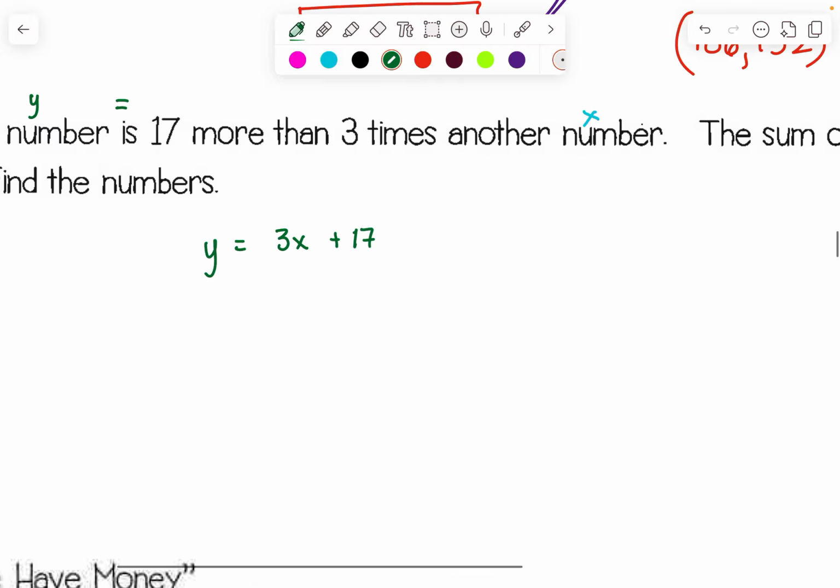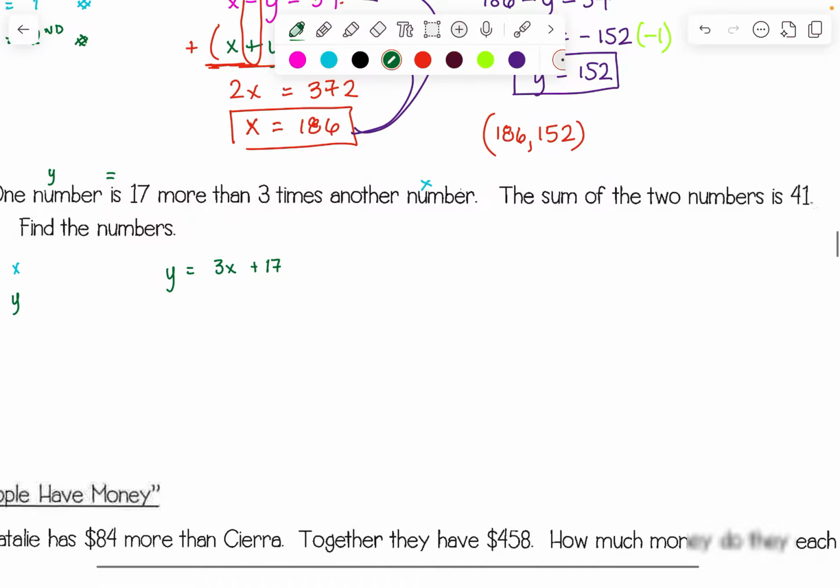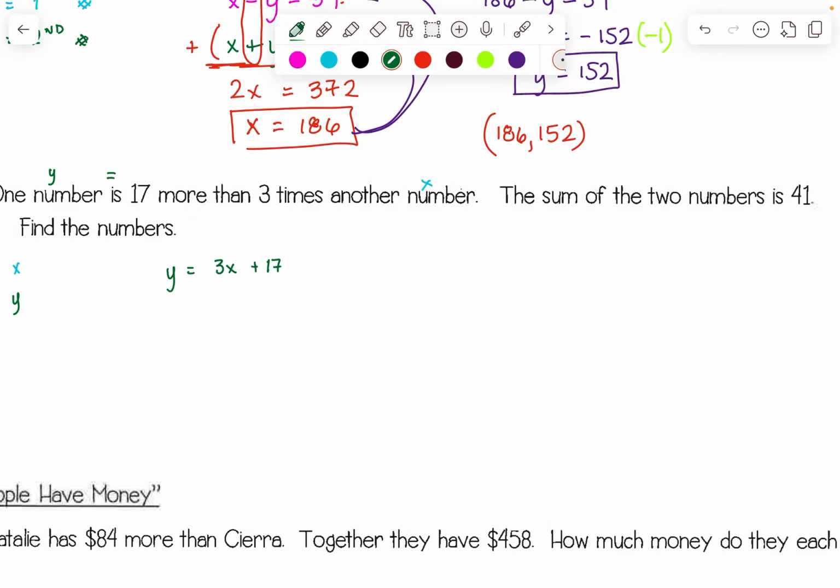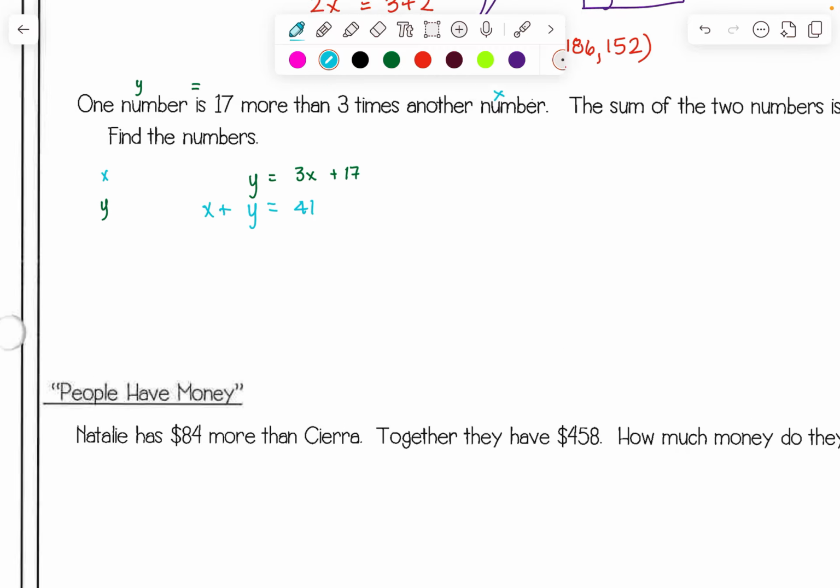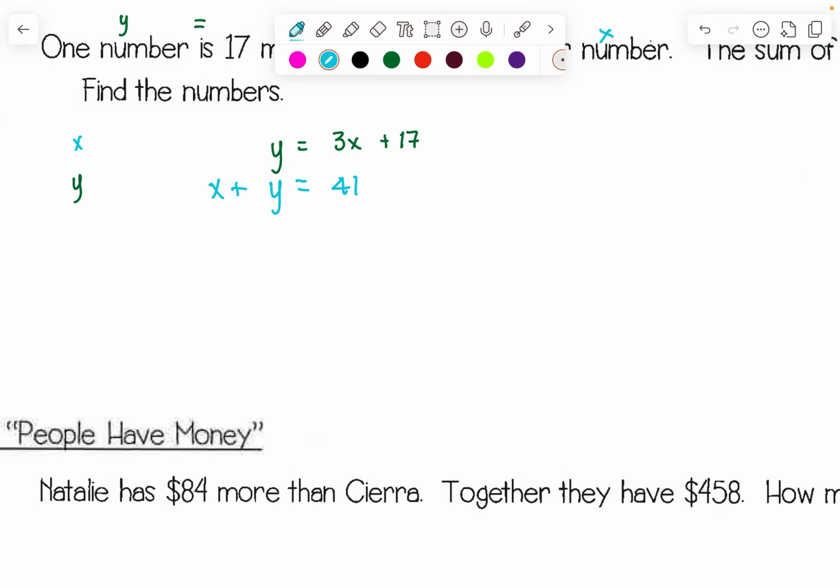My second statement, the sum of the two numbers is 41. So my other statement is going to be that the sum of those two numbers, x plus y, is 41. Okay, so we have a system here, folks. I'm going to use the substitution method. I chose the substitution method because it is already telling me what y is. y is equal to 3x plus 17, so I'm going to plug it into my bottom equation for y and solve for x. x plus 3x plus 17 is equal to 41.